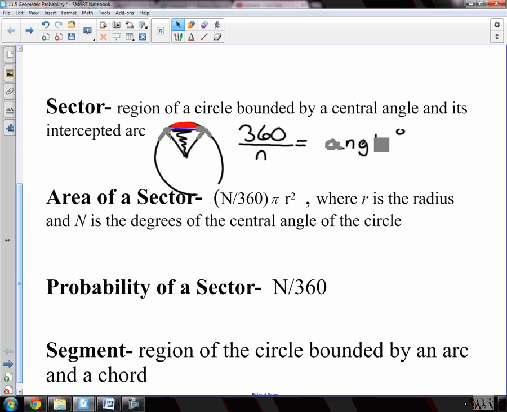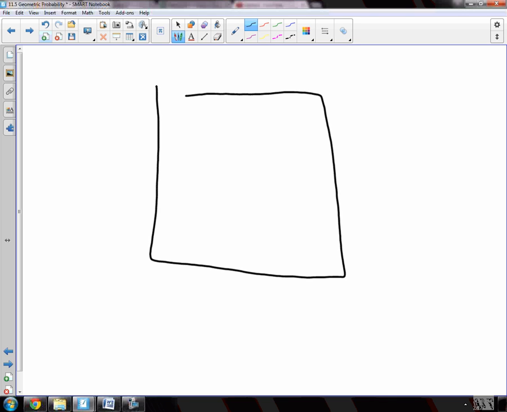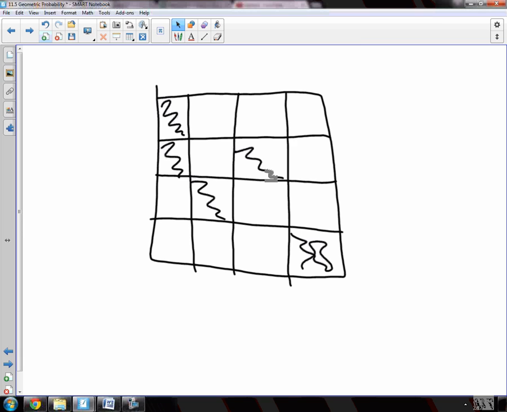Alright, now to take those words and actually put them into problems. The first one's really easy. We're going to start with testing, and I think you all can handle that. So on a couple of problems on the homework, they're going to give you a grid with boxes in them. And they're going to have a couple different boxes colored in. And they're going to say, what is the probability of landing on one of the shaded boxes?